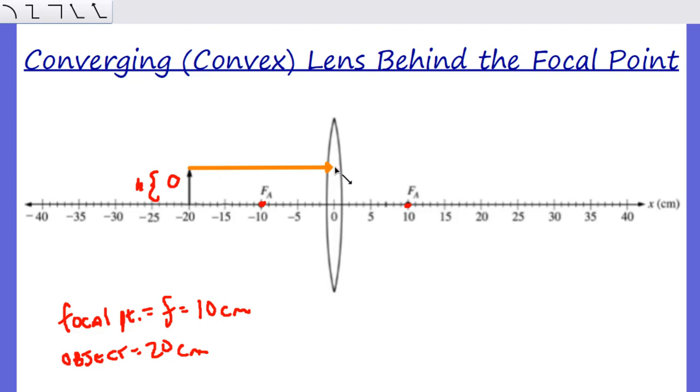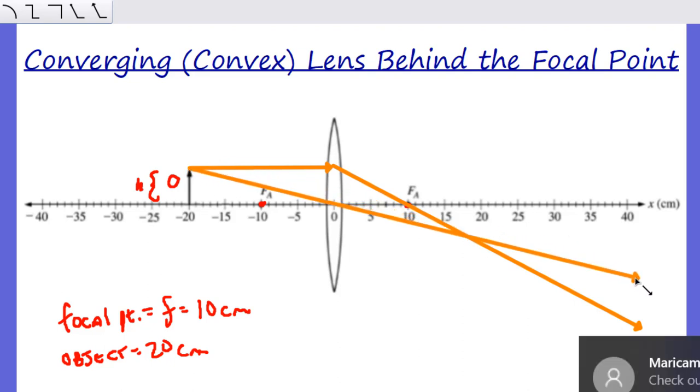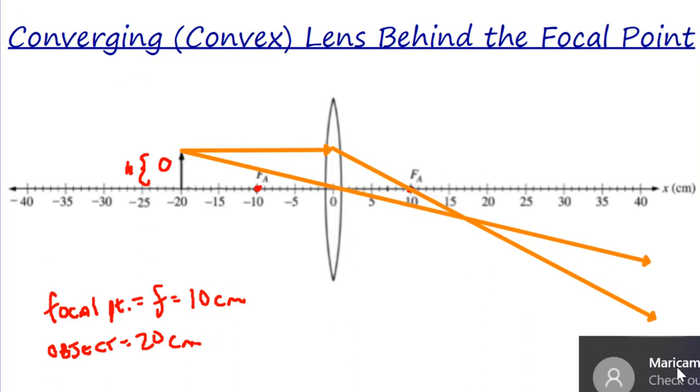And remember, then our first rule says that it's going to go straight through the focal point. And so you can see how the ray went parallel, hit the lens, and then it converged into the focal point. Now the second rule says we're going to come from the object and we're going to go straight through the center. Straight through the center.